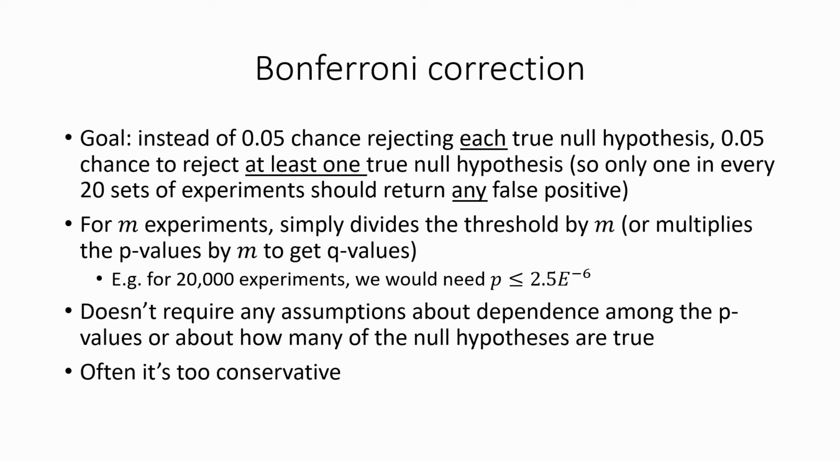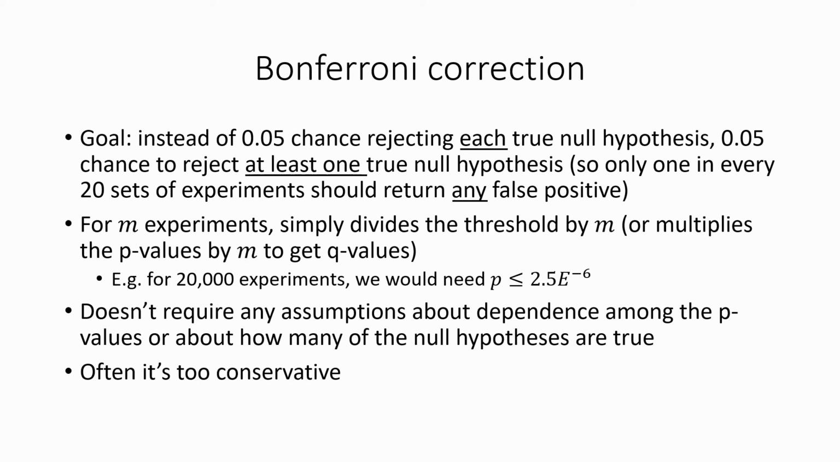Okay, so now, even though we could have as many tests as we want, we could have 1,000, 20,000, a million tests, still we know that we have only a 5% chance of rejecting any false positive. Okay, so if we have a million, we have a 5% chance of rejecting any one of the million hypotheses. Okay, so it's a very strong tool.